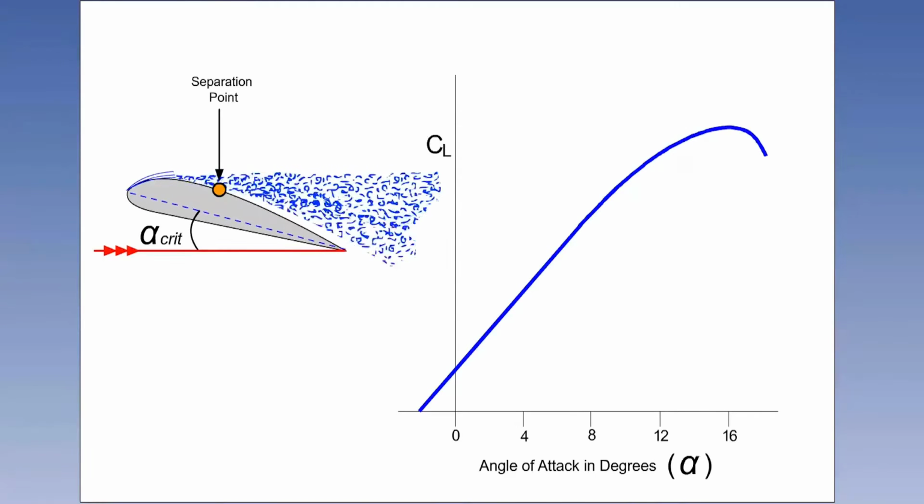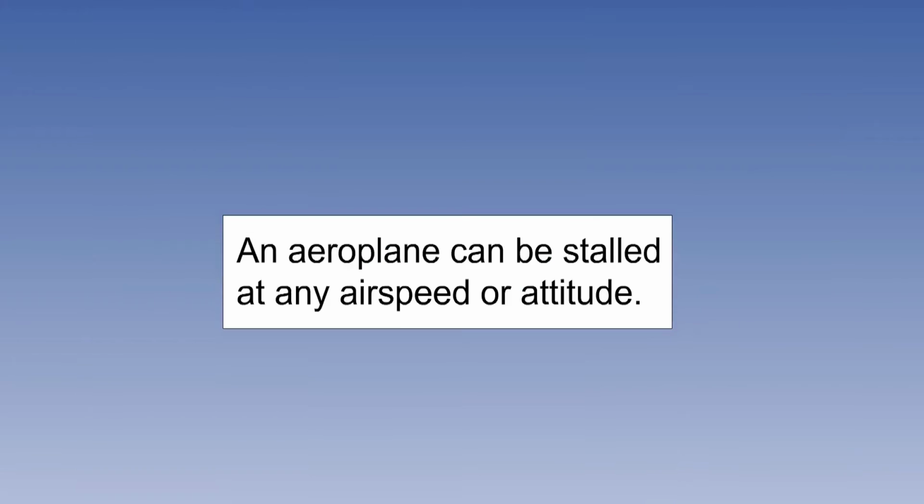Further increase of alpha makes the separation point move further forward, and the area of the wing that is generating a pressure differential, and thus lift, becomes progressively smaller. At alphas greater than the critical angle, which will depend on the wing planform, the extremely steep adverse pressure gradient will have caused so much separation that the wing can no longer generate enough lift to support the aircraft's weight, and the wing is stalled.